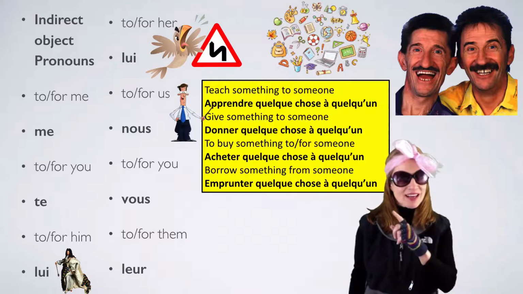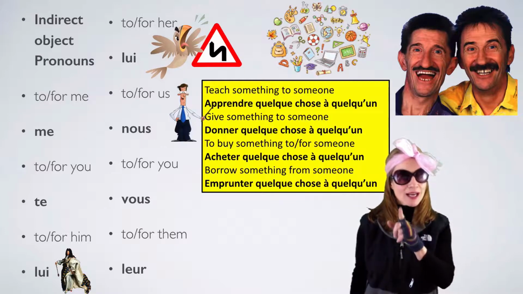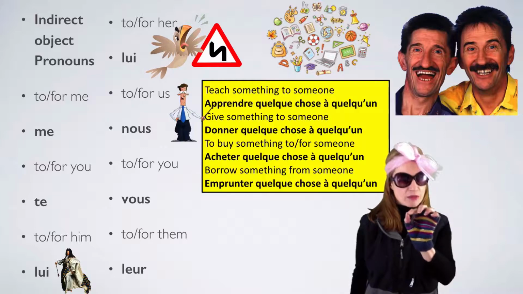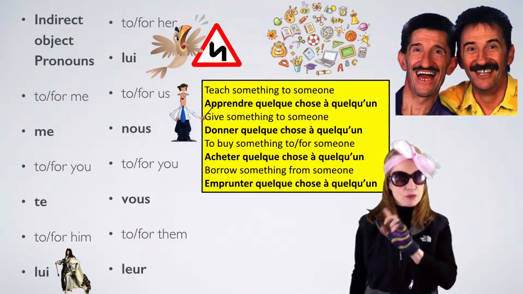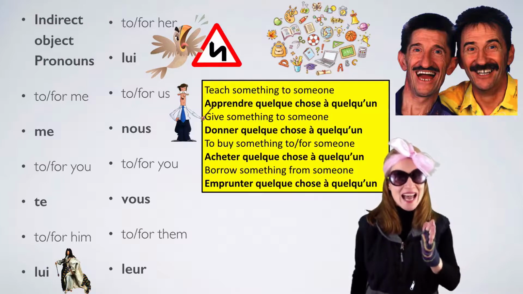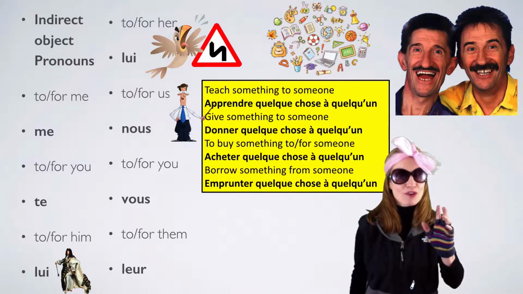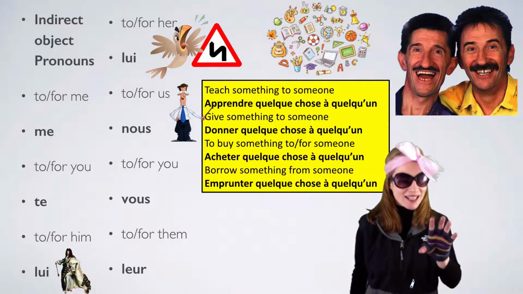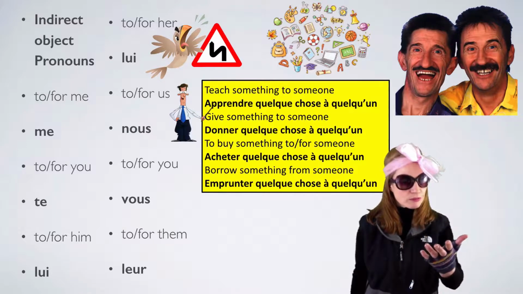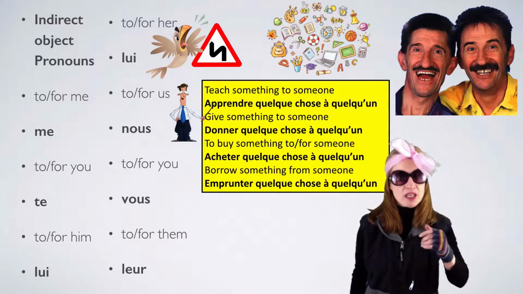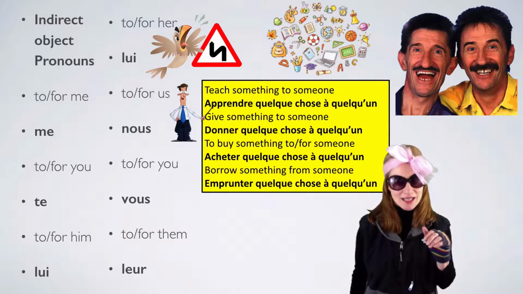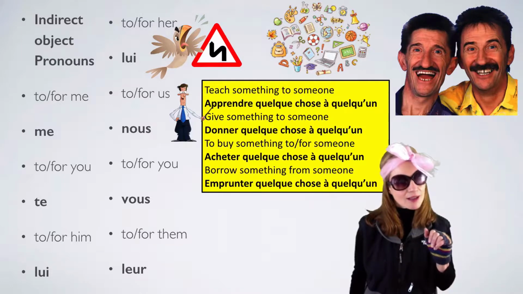For example, apprendre quelque chose à quelqu'un. To teach something, direct object, à quelqu'un, indirect object. To give something to someone. Donner quelque chose à quelqu'un. To buy something to or for someone, acheter quelque chose à quelqu'un, which often means to buy from, actually. If you want to say for someone, you probably say pour. Borrow something from someone, emprunter quelque chose à quelqu'un. You'd think it'd be de, but it's not, it's à.